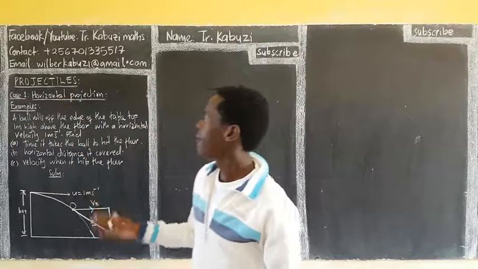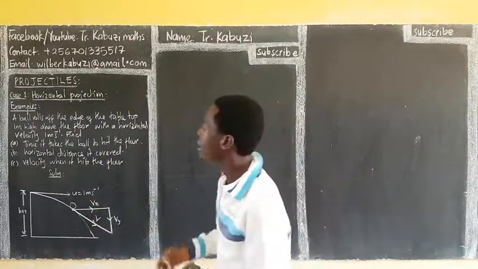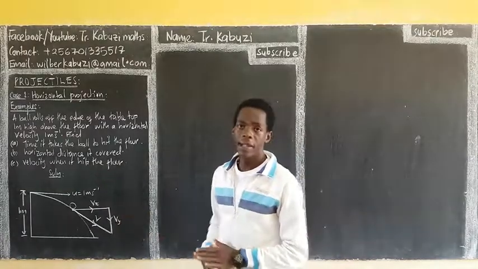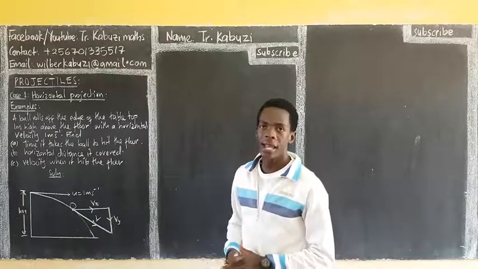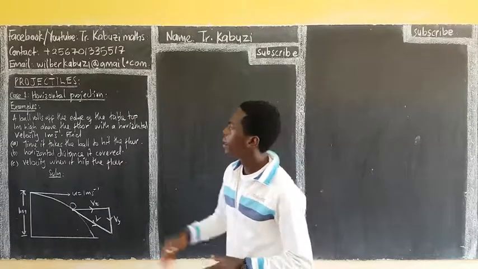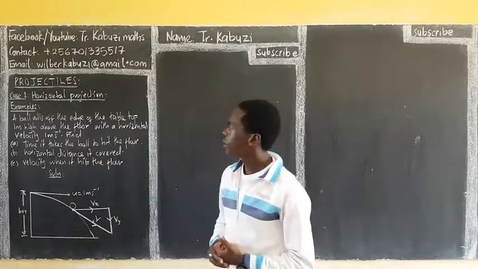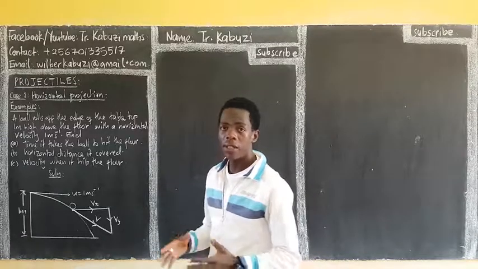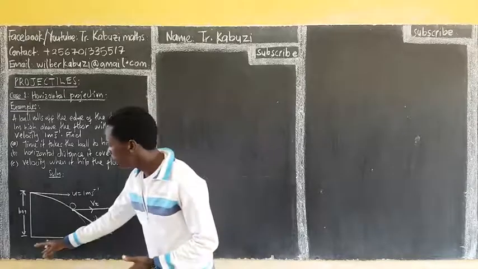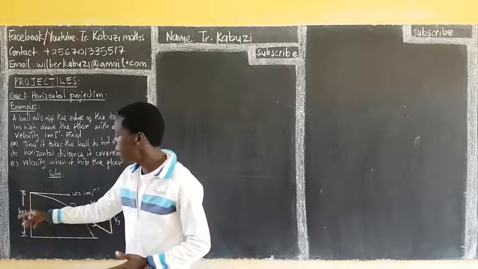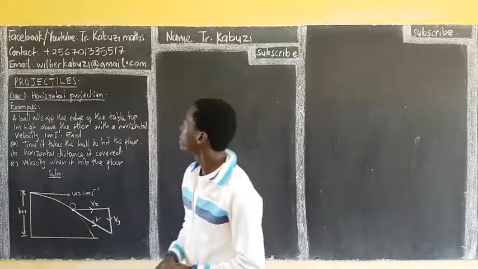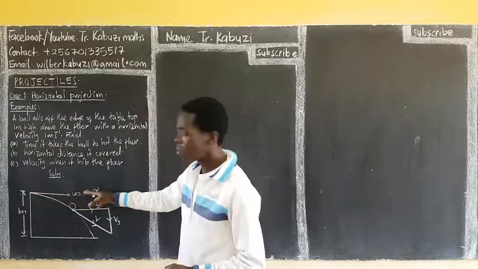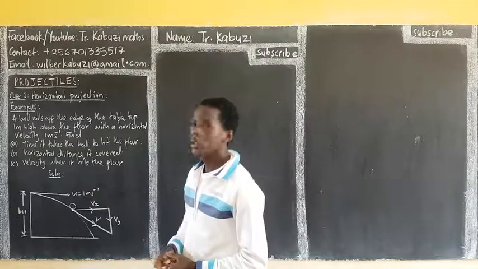Okay, now let's focus on our examples, how we handle these horizontal projections. The question is here, and I've already sketched the diagram as I'm going to take you through. A ball rolls off the edge of the top of a table 1 meter high above the floor. The floor is going to act as our ground. So you see this is the table, 1 meter above the floor, with a horizontal velocity of this. Now the velocity is horizontal. That's when it comes to the horizontal projection.